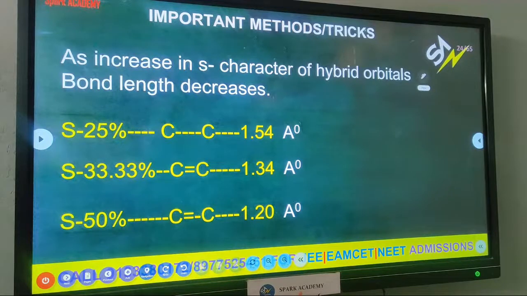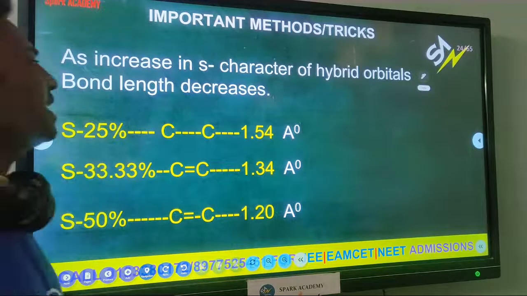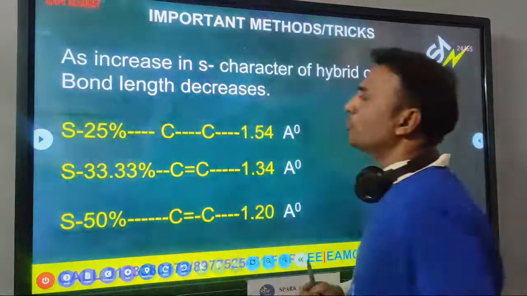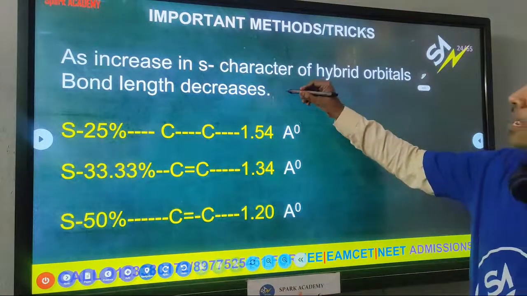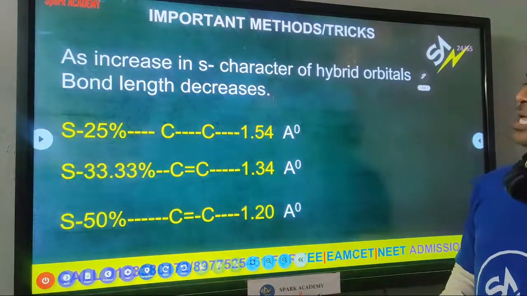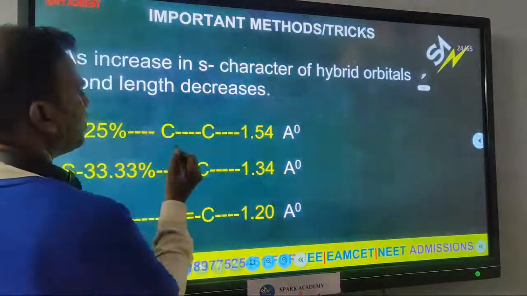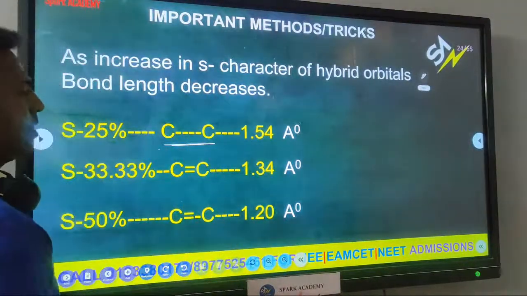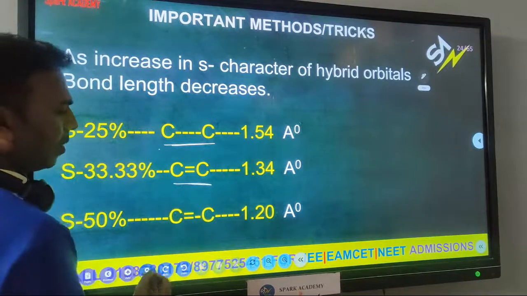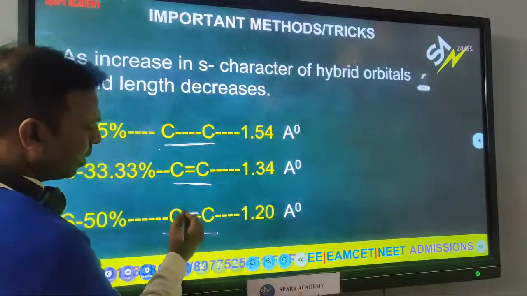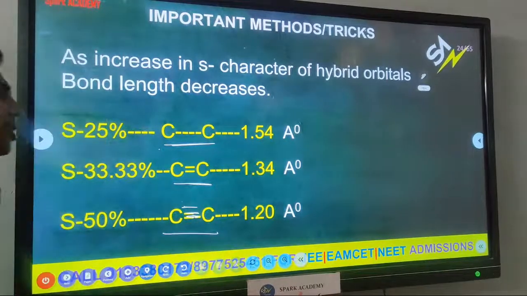Now we see some examples for this bond length. As the s character of hybrid orbitals increases, the bond length decreases. So this is the application of the bond length. Now see here, a carbon-carbon single bond is present. Carbon-carbon double bond. Here carbon-carbon, how many bonds? 3 bonds. Triple bond is present.